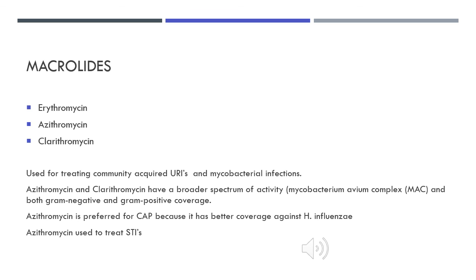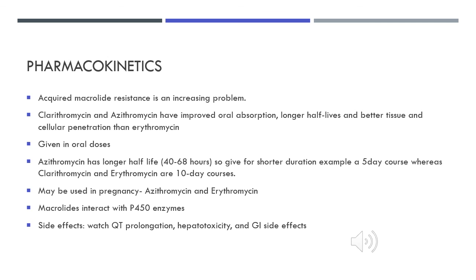Azithromycin, as an aside, is preferred for community-acquired pneumonia because it has better coverage against H. flu than the other macrolides listed. And azithromycin is also used to treat STIs more commonly than clarithromycin. So without a doubt, acquired macrolide resistance is an increasing problem, especially with erythromycin, and that's because of overuse of the macrolides over probably the last 20 years.